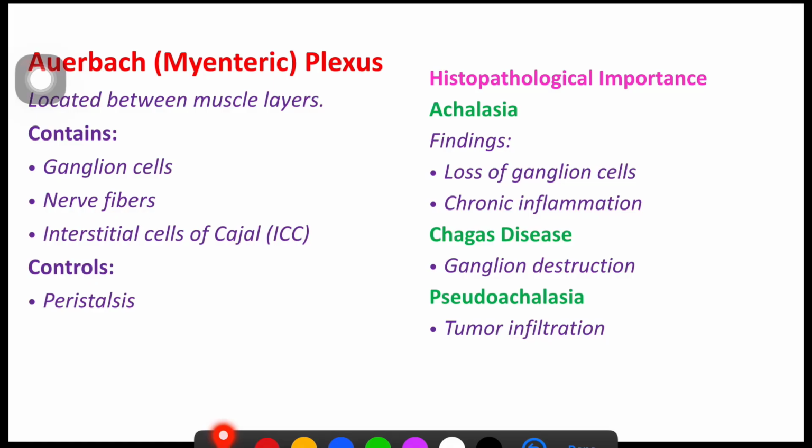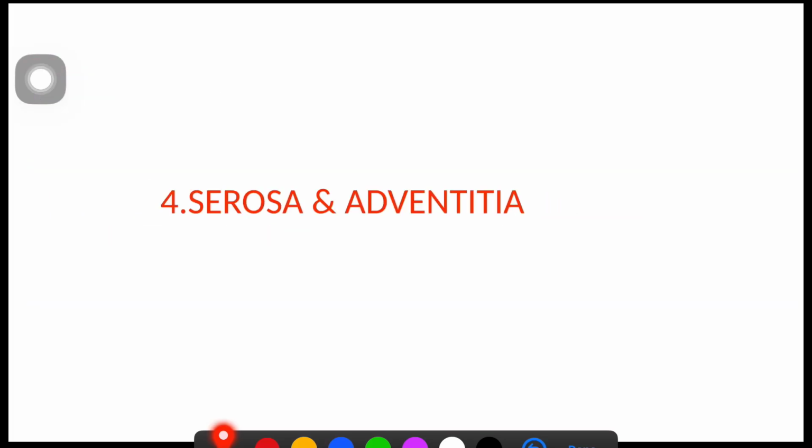Third is the myenteric plexus. This is located between muscle layers. It contains ganglion cells, nerve fibers, and interstitial cells of Cajal, and it controls peristalsis. So what is the histological importance of this myenteric plexus? Achalasia, where you find loss of ganglion cells and chronic inflammation. Or in Chagas disease, there is ganglion destruction, and pseudoachalasia, where tumor infiltration leads to this type of effect.